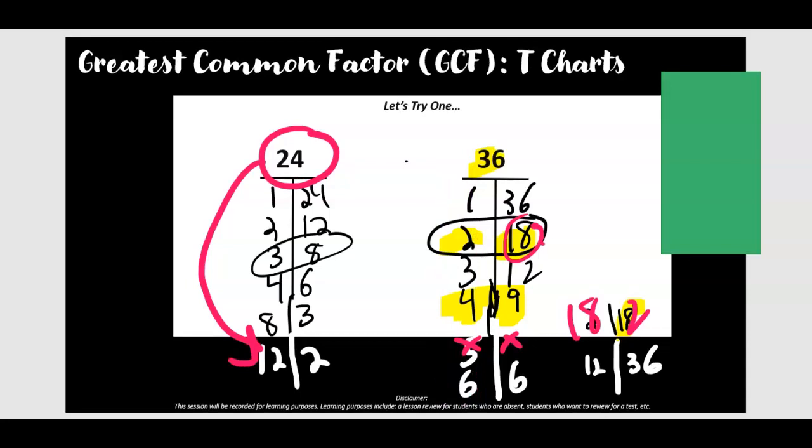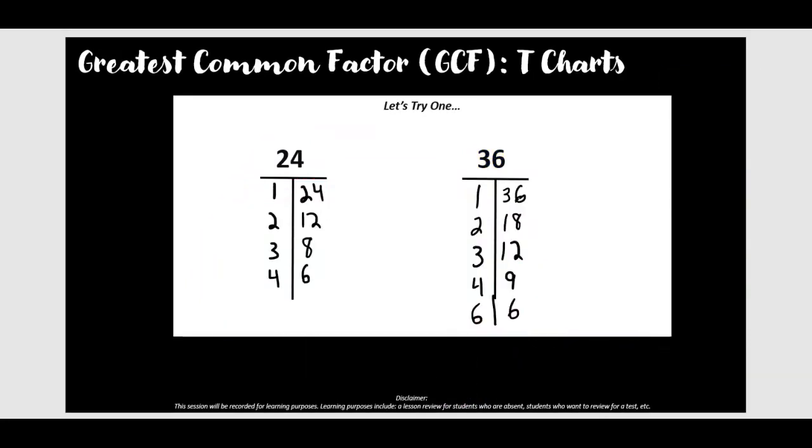And that's so messy. I'm going to go to the next page. Here's the next page, and let's see what they have in common. This is what they have in common. And what's the greatest one in common? It's the 12.